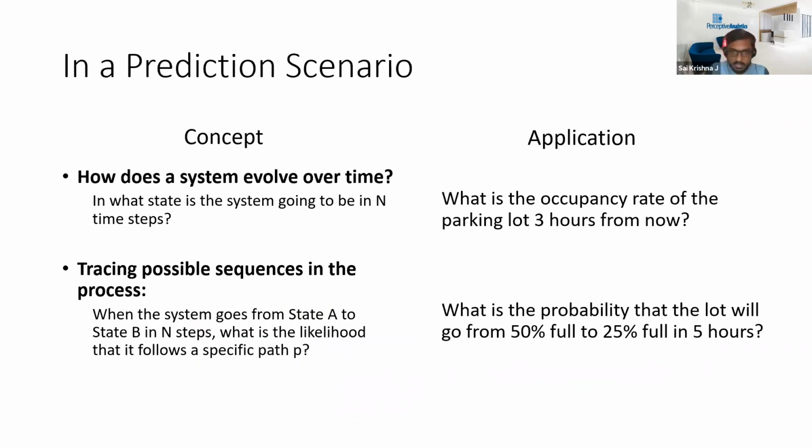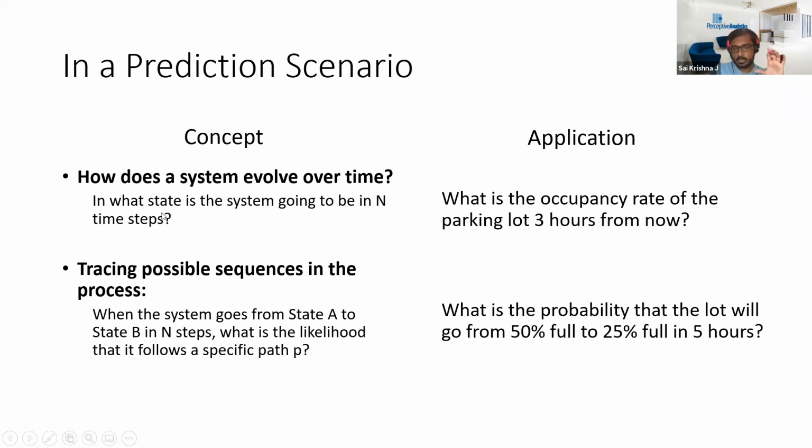So how does this Markov chain model apply in a prediction-based scenario? On the left side you have the concept, and on the right side I will put the application corresponding to that concept. So the concept is basically the question of how the system evolves over time. Or in other words, in what state is the system going to be in n time steps? As an example, just consider a parking lot.